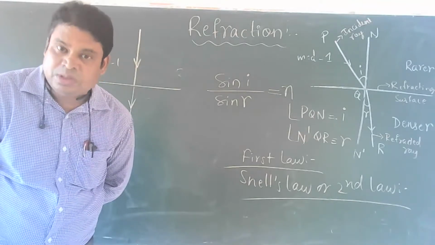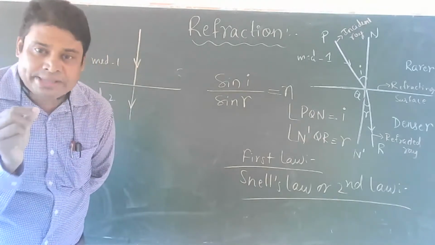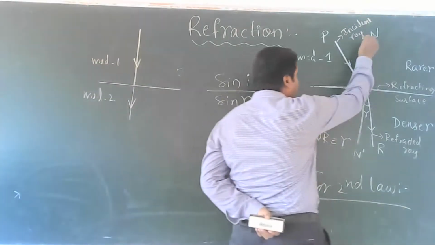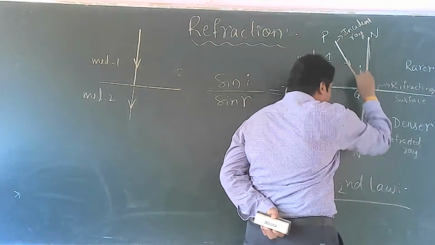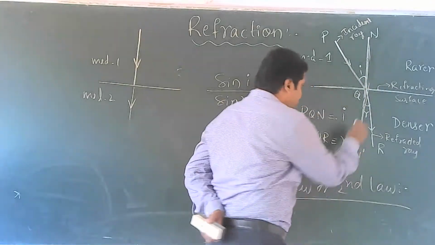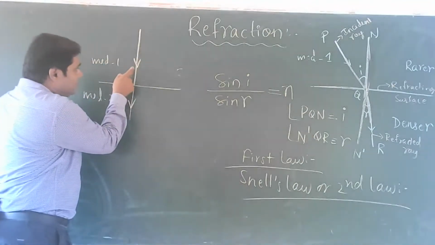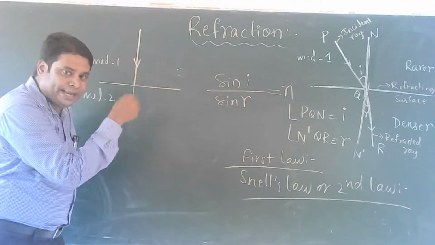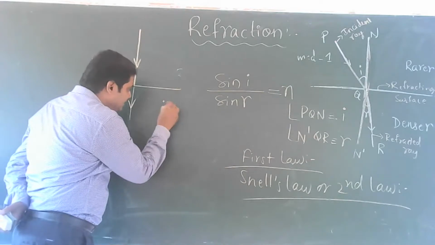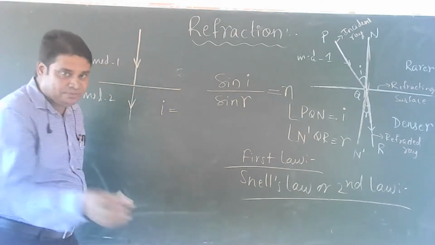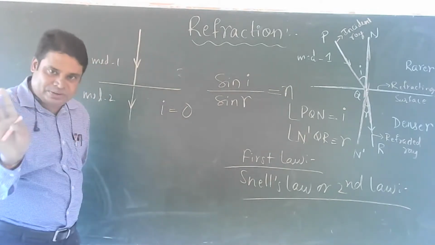And remember, your angle of incidence and angle of refraction are always measured with respect to the normal. They are measured with respect to the normal only. This is the angle of incidence. This is the angle of refraction. When your ray enters the second medium along the normal, then the angle of incidence will be 0, of course. There is no angle. It is along the normal. So automatically the angle is 0.